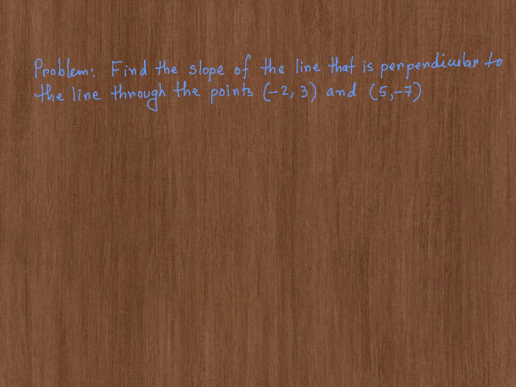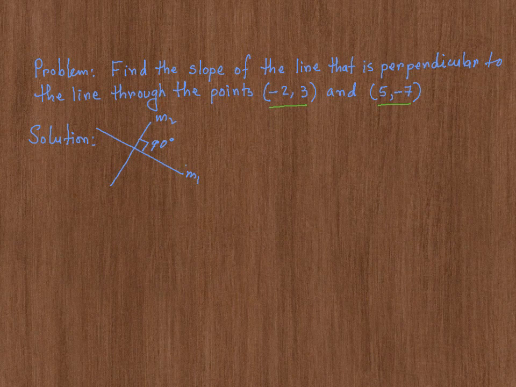In this video, I am going to discuss how to find the slope of a straight line that is perpendicular to a given straight line through these two particular points. First of all, we need to remember the fact that two straight lines are perpendicular to each other if the product of their slopes is -1.